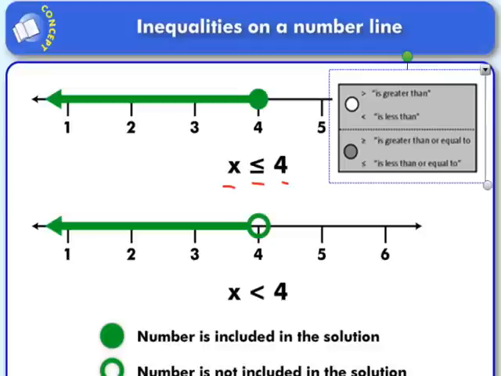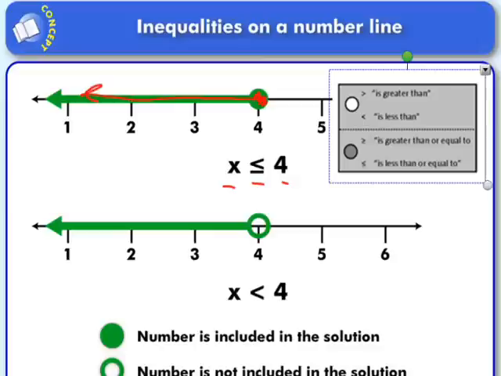Well, what we're doing is we're graphing all the possible solutions to this inequality, all the numbers that are less than or equal to 4. Well, that would include the number 4. That's why that's colored in. And it would include all the numbers on this side of the number line to the left of 4.